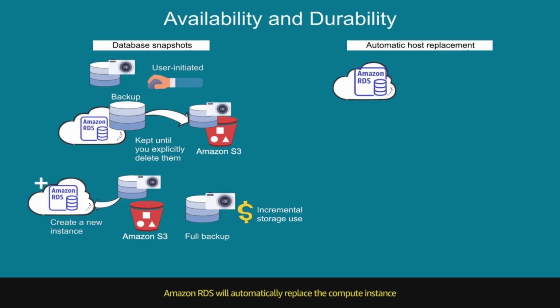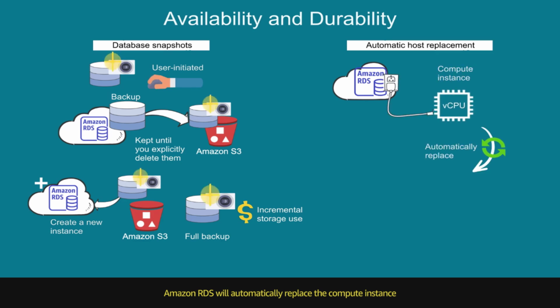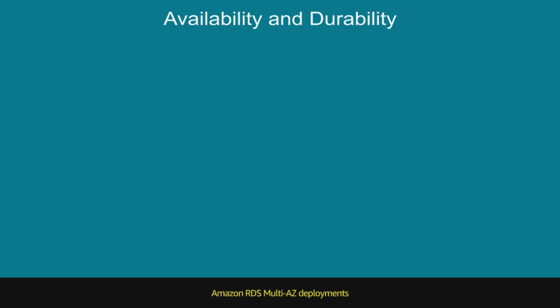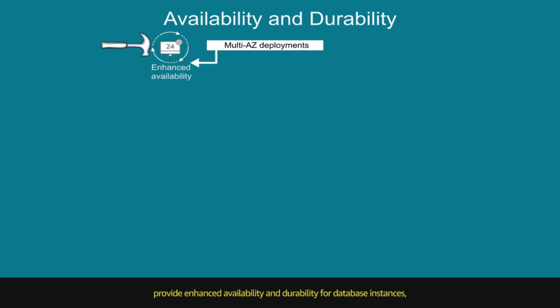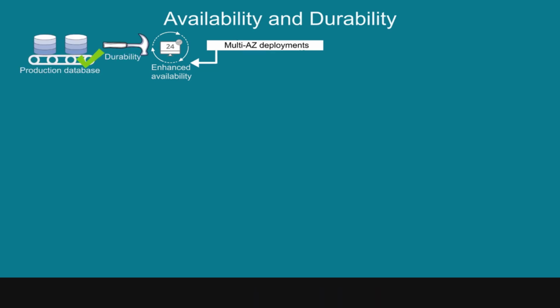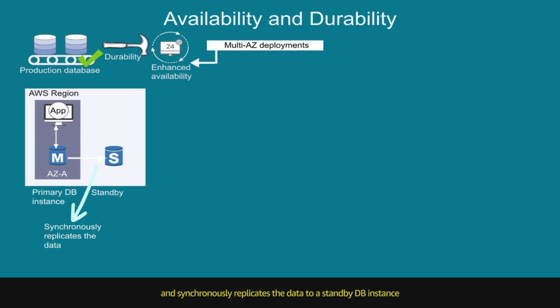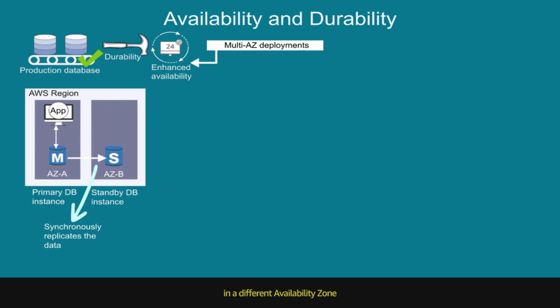Amazon RDS will automatically replace the compute instance powering your deployment in the event of a hardware failure. Amazon RDS Multi-AZ deployments provide enhanced availability and durability for database instances, making them a natural fit for production database workloads. When you provision a Multi-AZ DB instance, Amazon RDS automatically creates a primary DB instance and synchronously replicates the data to a standby DB instance in a different availability zone, in the same or a different region.